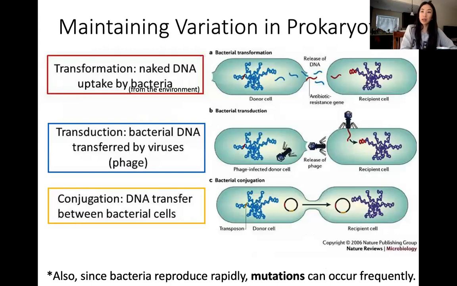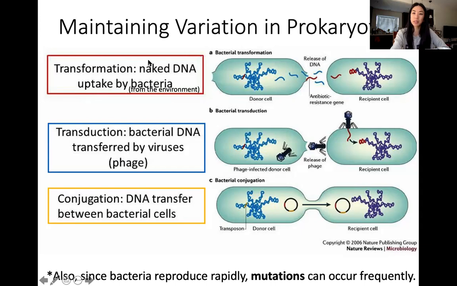So with the idea of genetic variation or diversity, maintaining variation in prokaryotes, they do this in three ways. The first way is transformation. Transformation is naked DNA uptake by bacteria from the environment. So the idea with transformation is if there's DNA in the environment around a bacterial cell, these bacterial cells could take it in, and then the DNA that they take in can give the bacteria new traits.